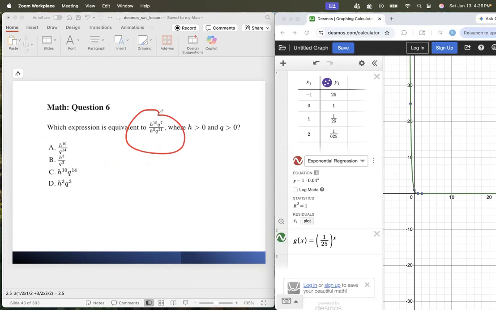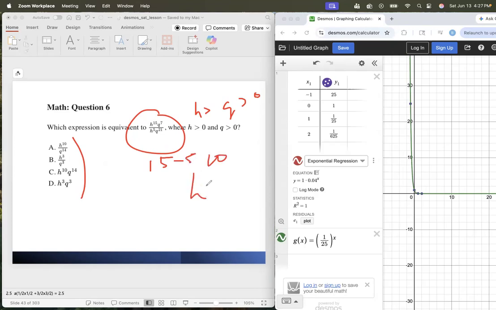This is also a little bit of algebra. They want you to express this. H is greater than 0, Q is greater than 0, so you can't say anything like that. Then you know the function. 15 minus 5 is 10.